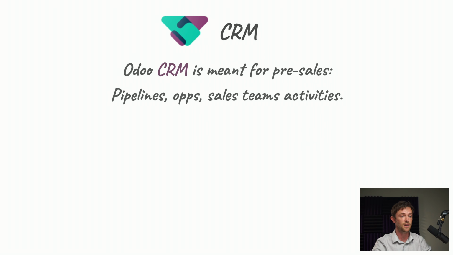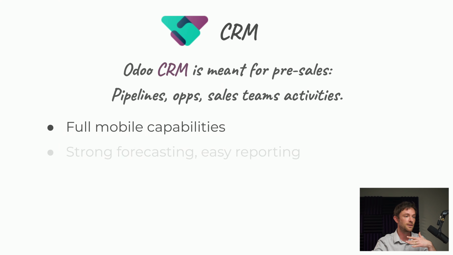The next app, the CRM app, is meant for pre-sales. Now, CRM can mean a lot of different things in a lot of different companies, but within Odoo, it heavily is focused on pipelines, ops, and basically any activity leading up to a sale. Like all of Odoo's apps, it's mobile capable, which can really come in handy when your sales reps are out there in the field, or maybe they're just not at their computer, or maybe they're still in bed, whatever.